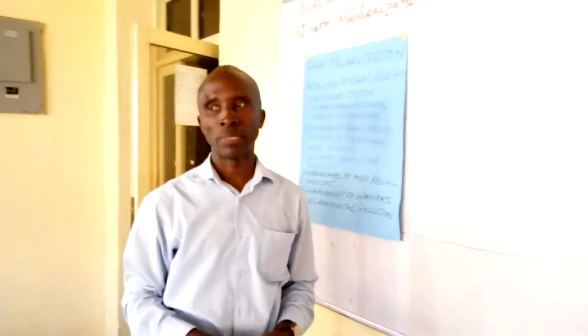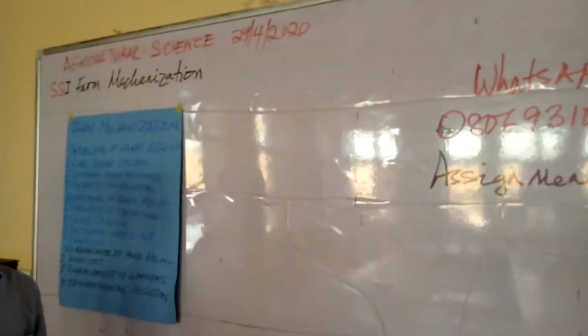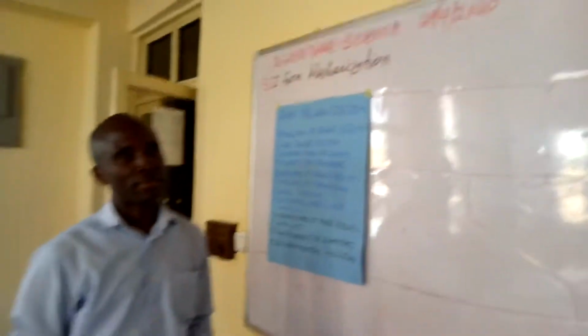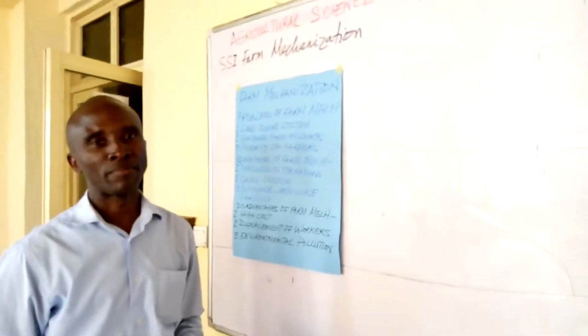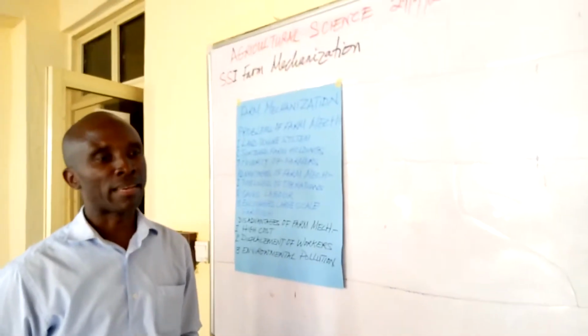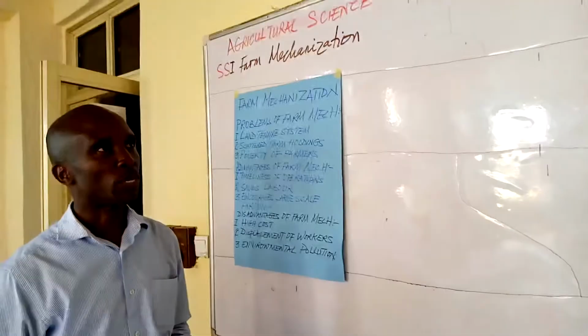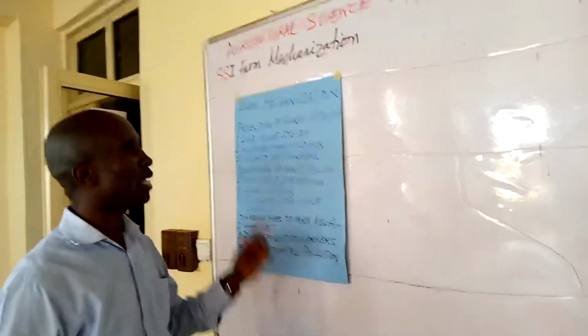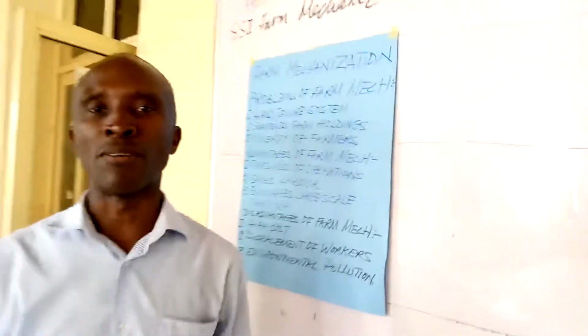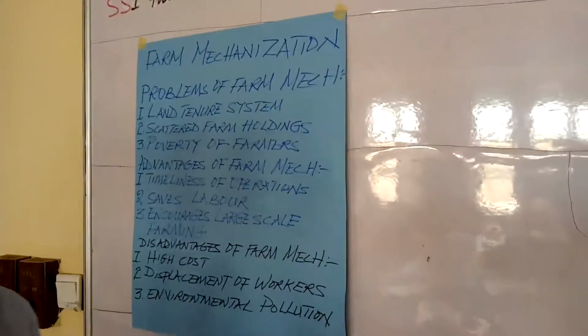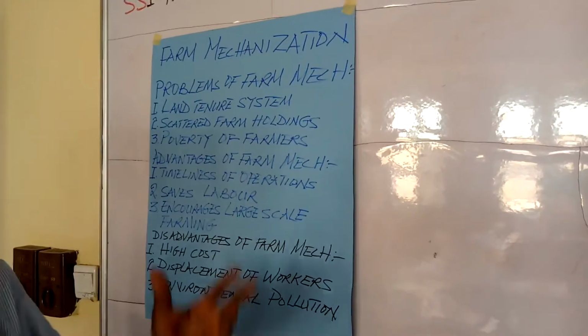If you look at your third term scheme of work, you must have watched the first lesson. So the next lesson there, around week 4 or 5, is farm mechanization, after sources of farm power. Farm mechanization. What is farm mechanization?